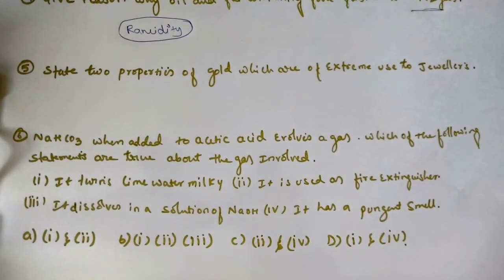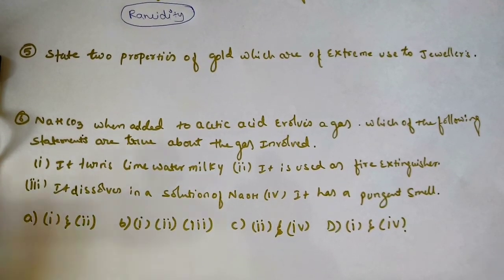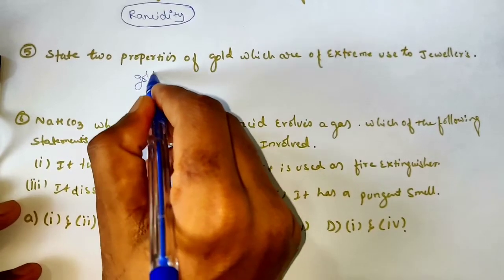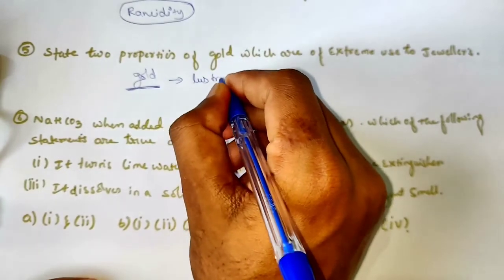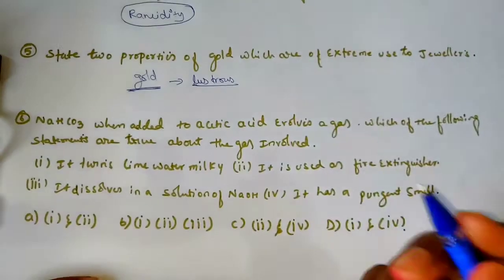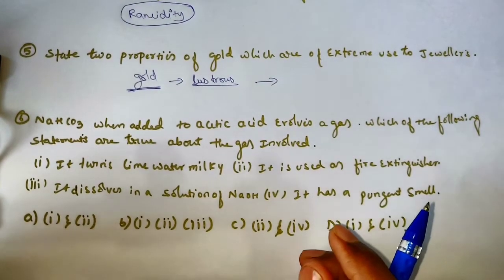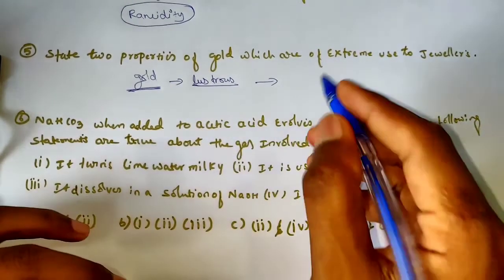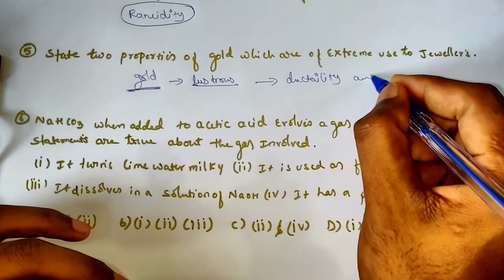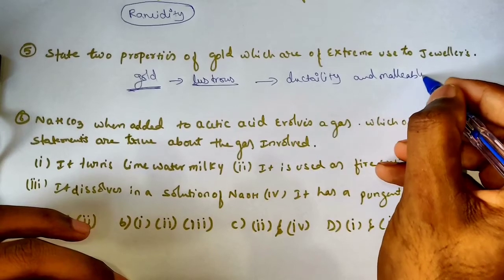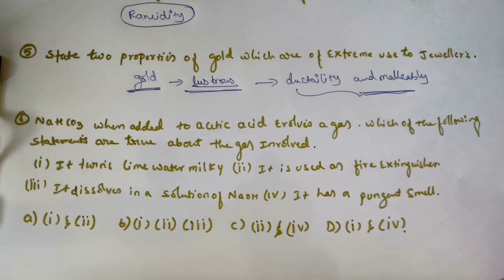Next question, state two properties of gold which are extremely useful to jewelers. Very firstly, gold is a metal. What properties will gold have? One is lustrous. Gold is shiny. Also, it has the capacity to be drawn into thin wires, and it can be beaten into thin sheets. These properties are called ductility and malleability. So these are the useful properties. First one is lustrous, and second is ductility and malleability.